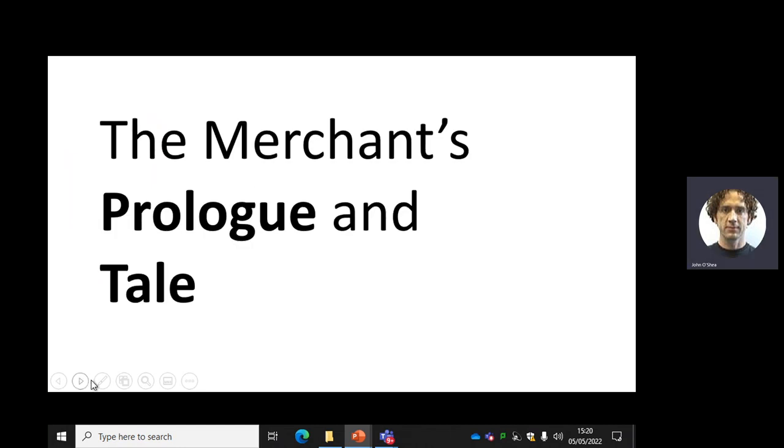First of all, if I start on the Merchant's Tale, it's not the Merchant's Tale, it's the Merchant's Prologue and Tale. You can't get a good answer unless you deal with both the prologue and tale. And you're dealing with context if you're talking about the prologue's relationship with the tale and the tale's relationship to the prologue. You can't talk about one without the other.